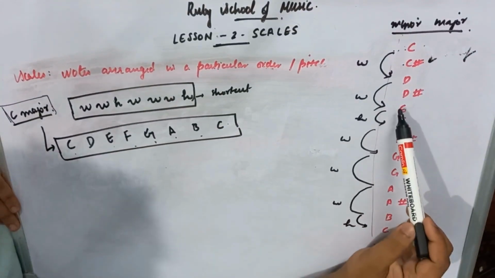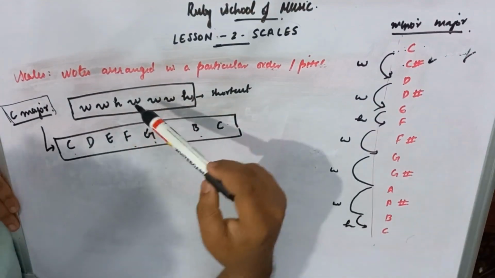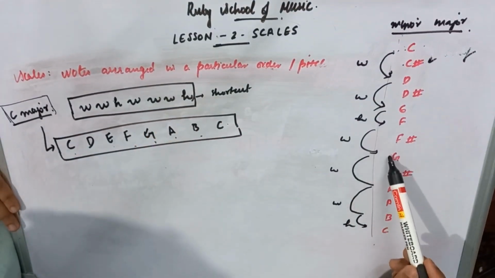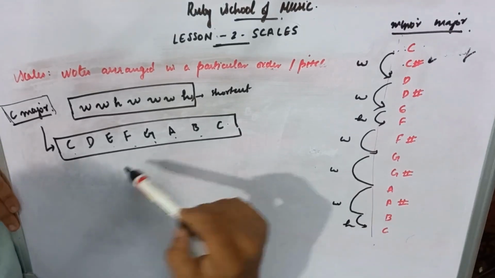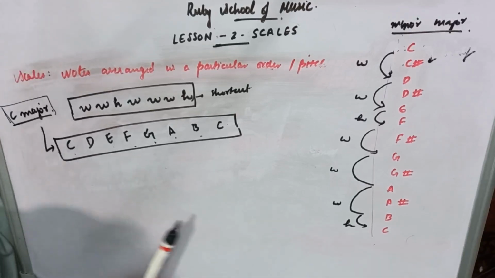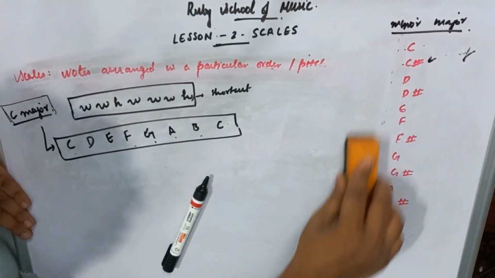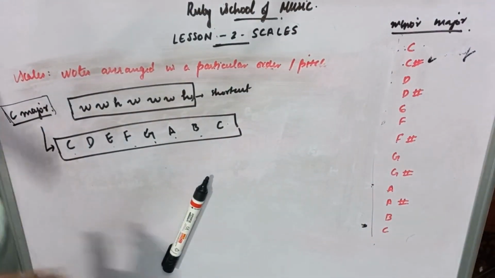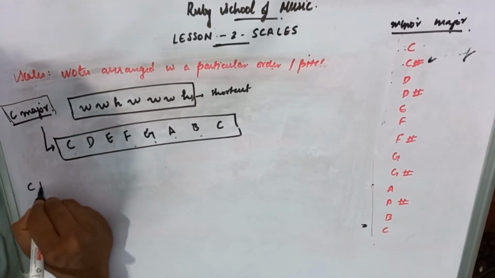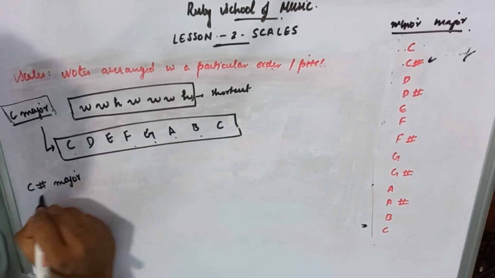Then next is a half. So E to F, that is a half because E doesn't have a sharp note. Now then come the next three wholes, that is F to G, G to A, A to B. And next comes C, that is a half note. Okay, so this is how you write the major notes. Now we learn about the next one. Let's say C sharp. So how will you write the notes of C sharp major?